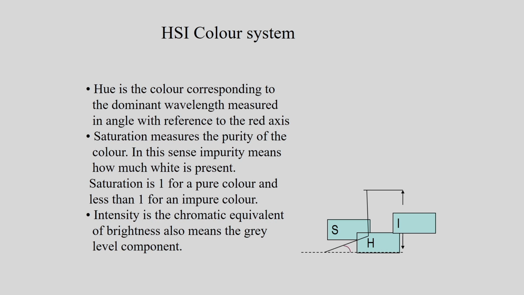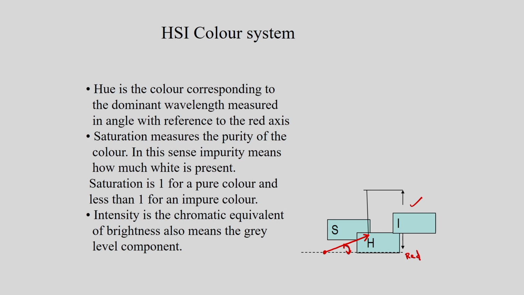and the intensity. In this diagram you can see I am representing hue, saturation and the intensity. You can see the intensity axis, that is the brightness, and the reference axis is the red axis, and this angle corresponds to hue, and the length of this vector corresponds to saturation. So saturation is 1 for a pure color and less than 1 for an impure color.